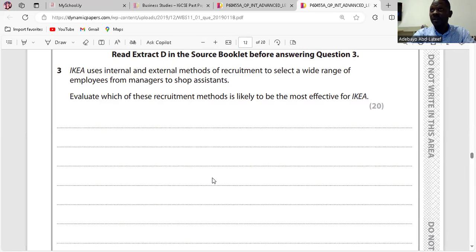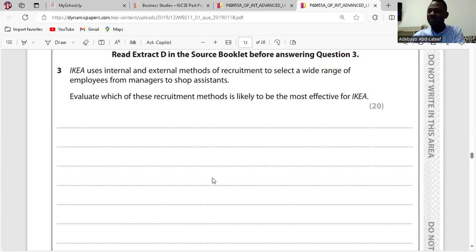That's 4. We're making points. It's 20 points, so you need 10 points here. So what is internal recruitment? Internal recruitment occurs when a business fills a position using an existing employee. Look at my own definition now, it's my own definition.